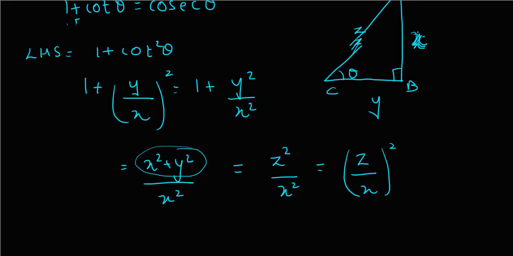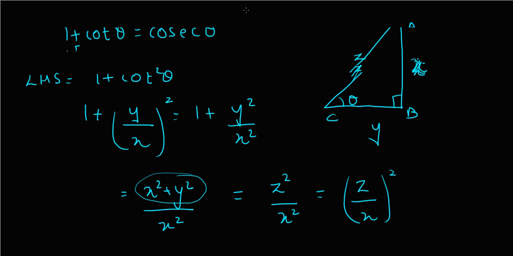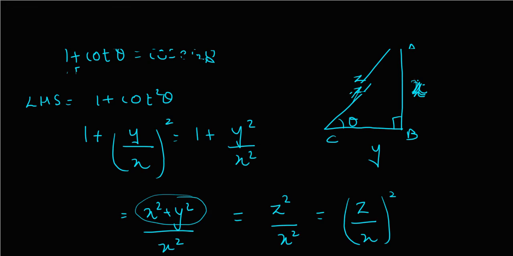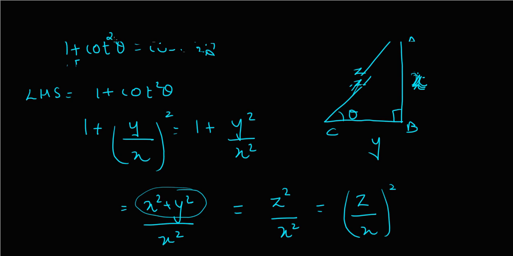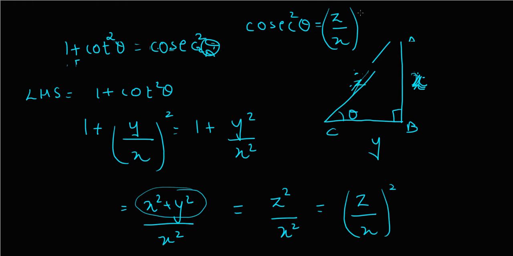So that's my LHS. Now RHS is cosec square theta. Cosec is nothing but the reciprocal of sine, which is hypotenuse by the opposite. So hypotenuse is z by x the whole square. So by equation 1 and 2, we have LHS equal to RHS.